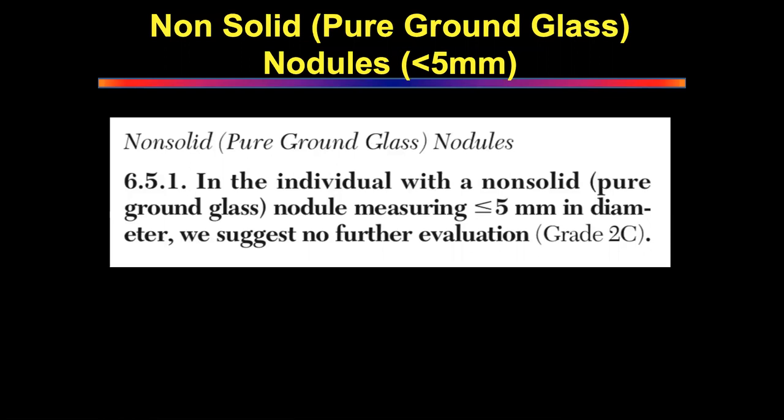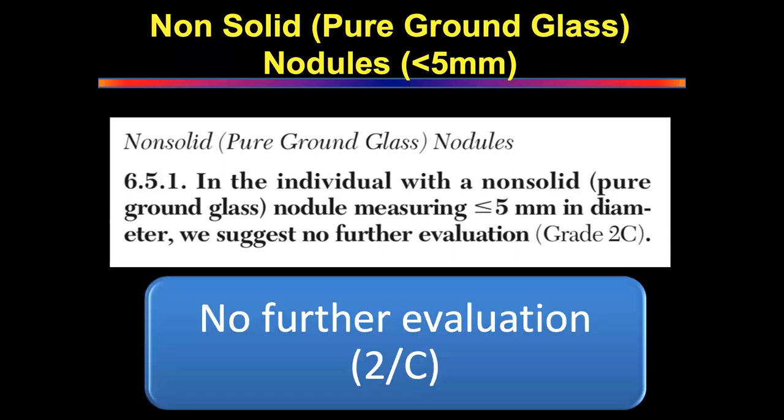Okay, now we come to ground glass. Easy. Less than 5, more than 5. If it is less than 5, no further evaluation.